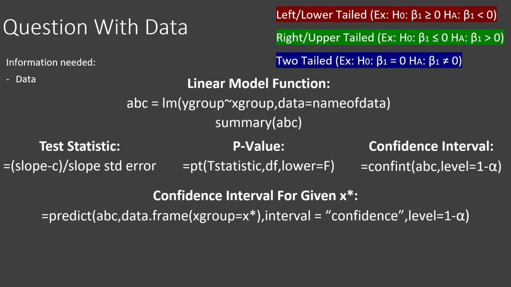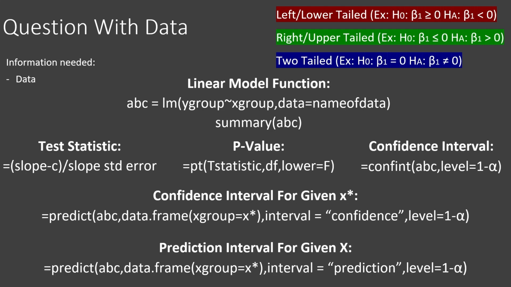And you'll know because the question literally will say, this is an x value, find the confidence interval. You'll know once you see the question. But you'll also occasionally be given a prediction interval for a given x value, and it's the same sort of formula. The main difference is that you'll be putting prediction in brackets instead of confidence, and then the rest is just the same. So pretty easy.